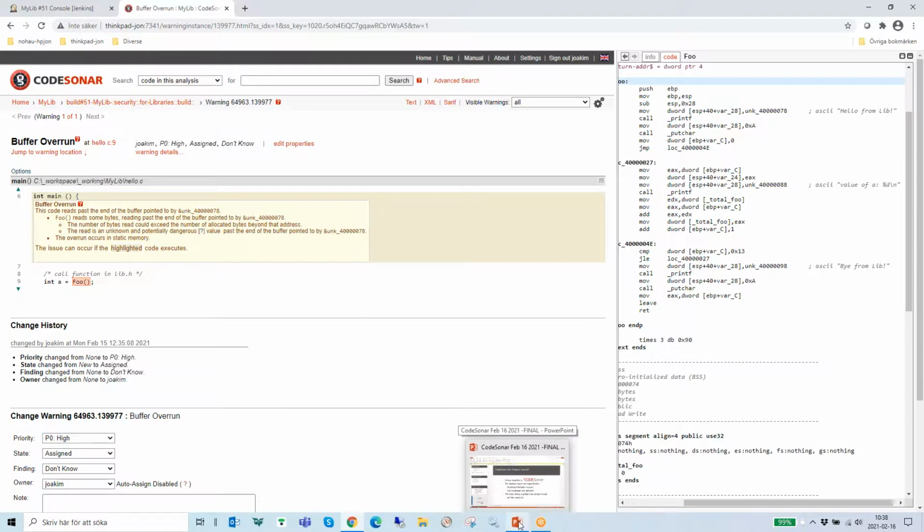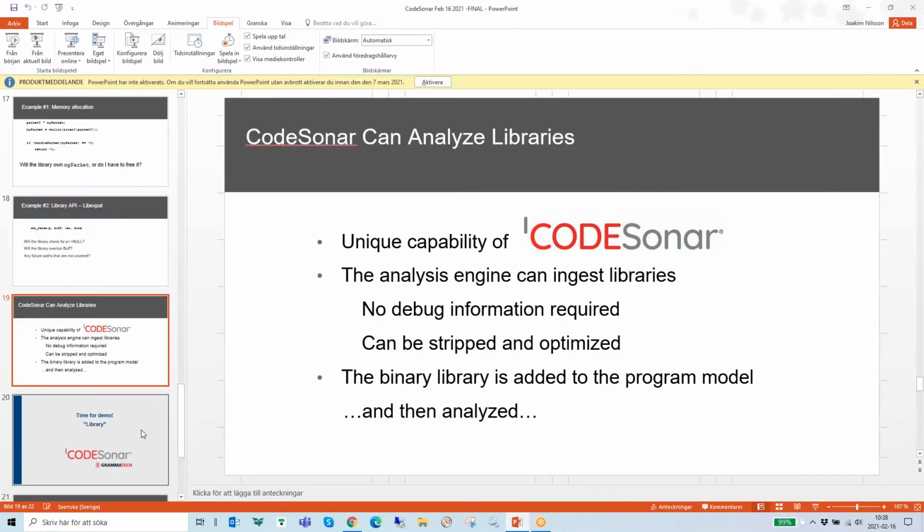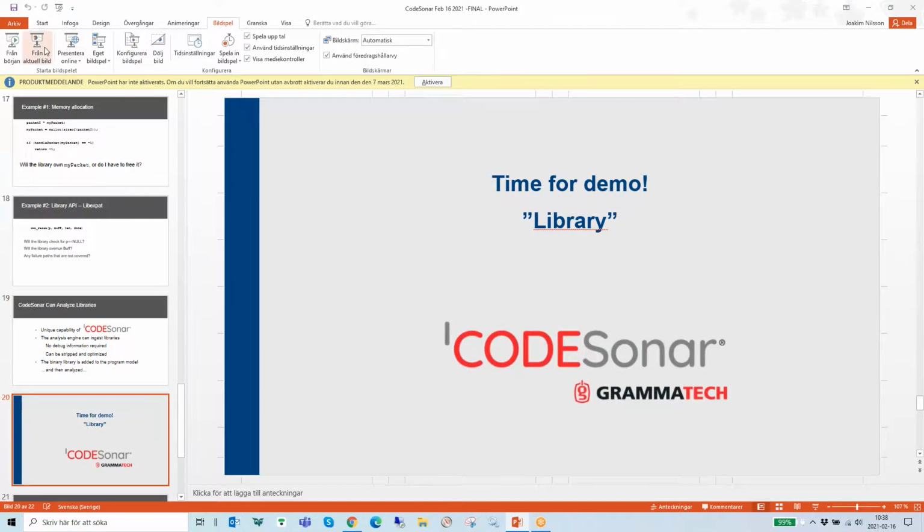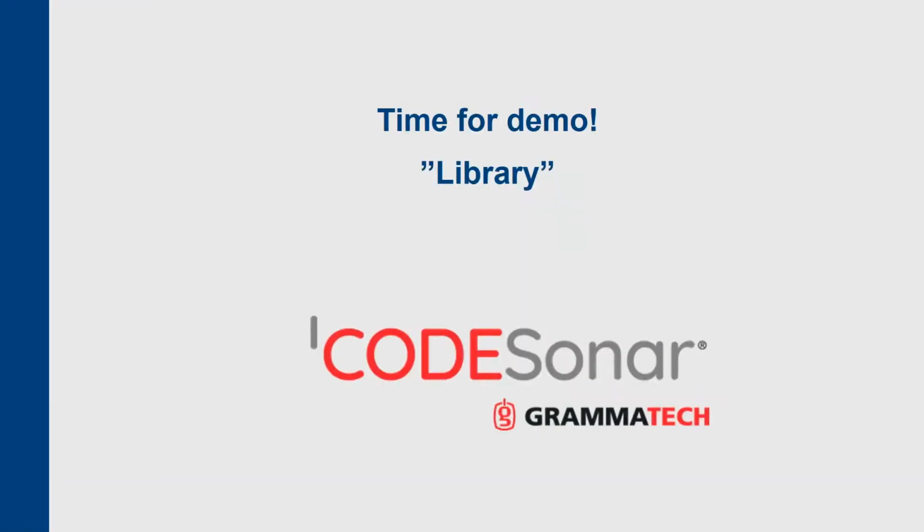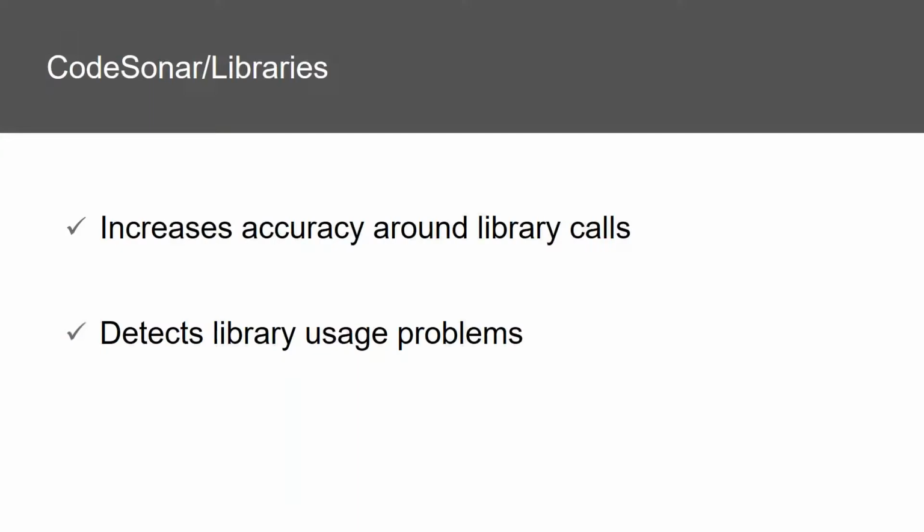So basically this is quite a short example of how it's working. CodeSonar for libraries increases the accuracy around library calls, and it also detects problems with libraries and API usage and these kinds of things.